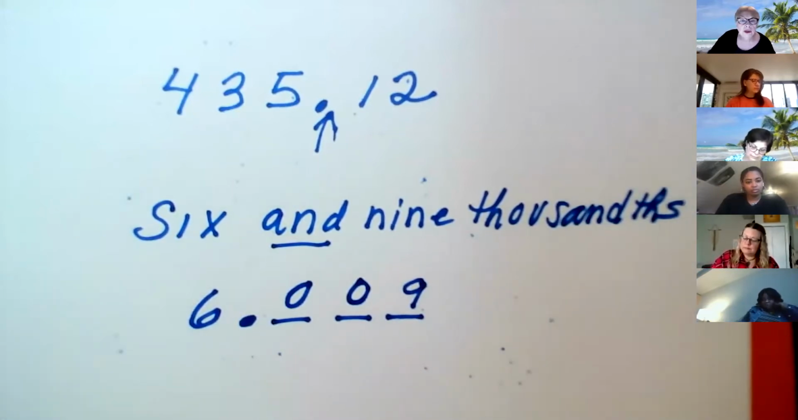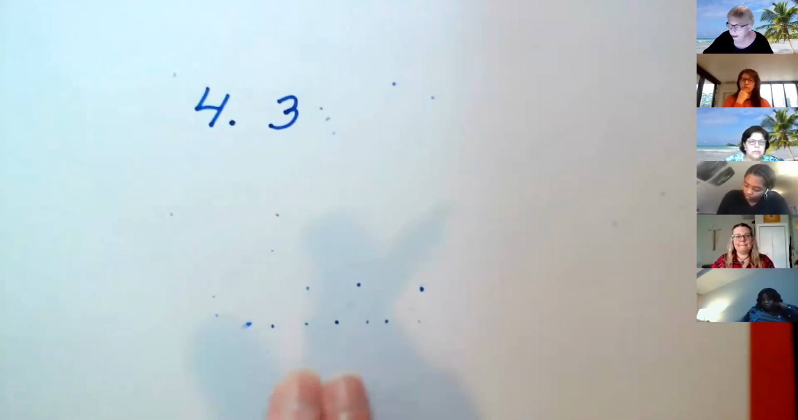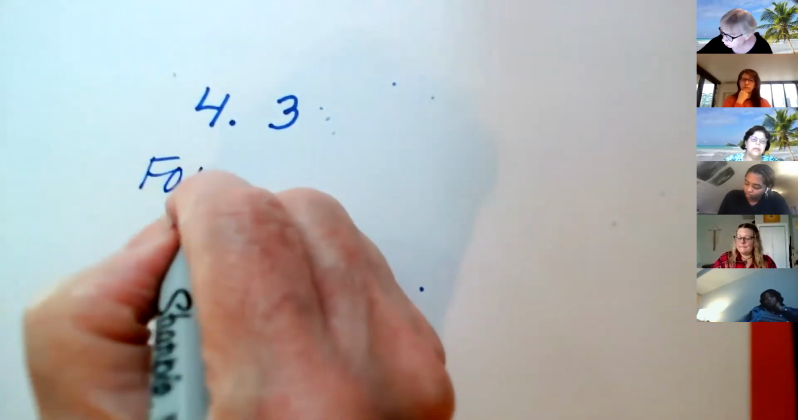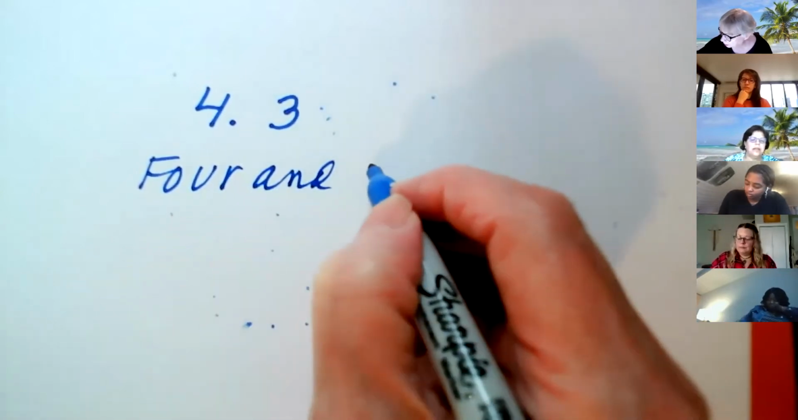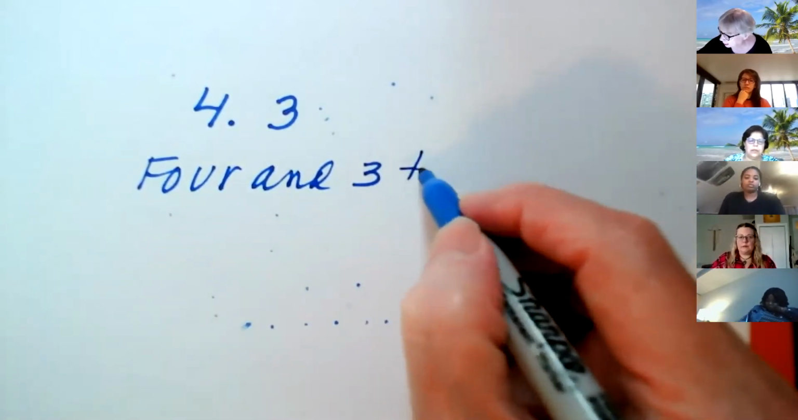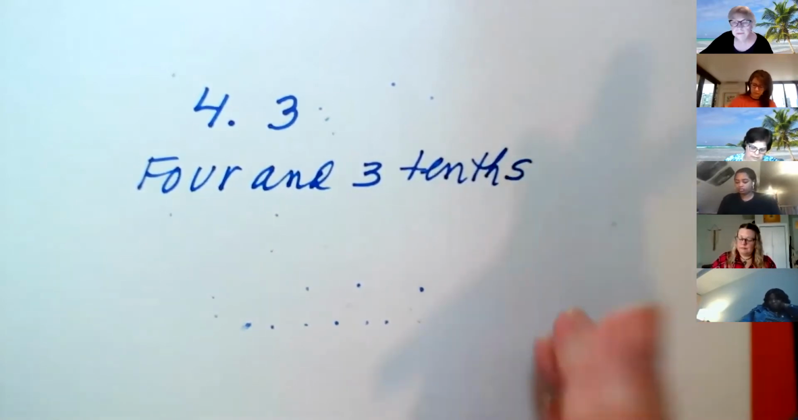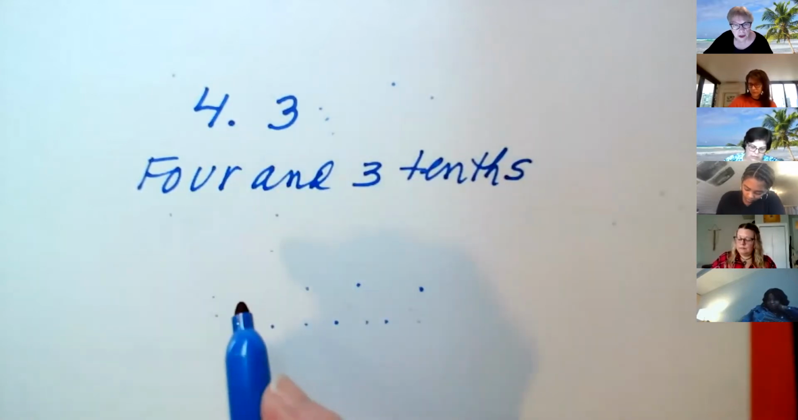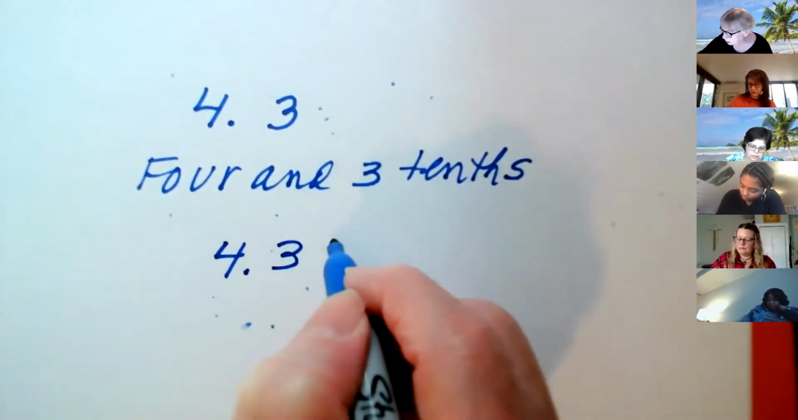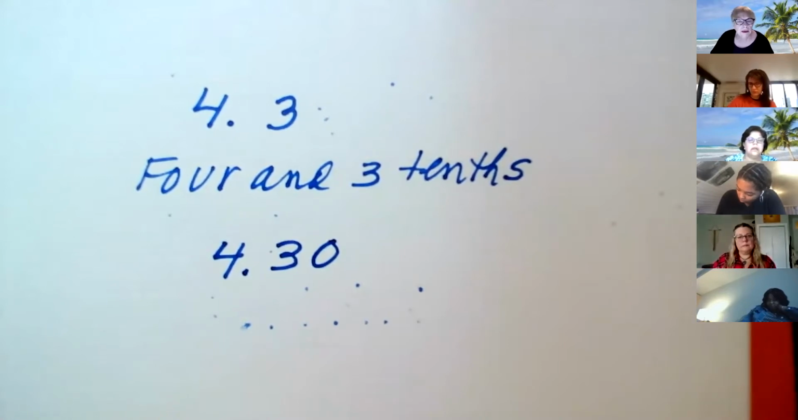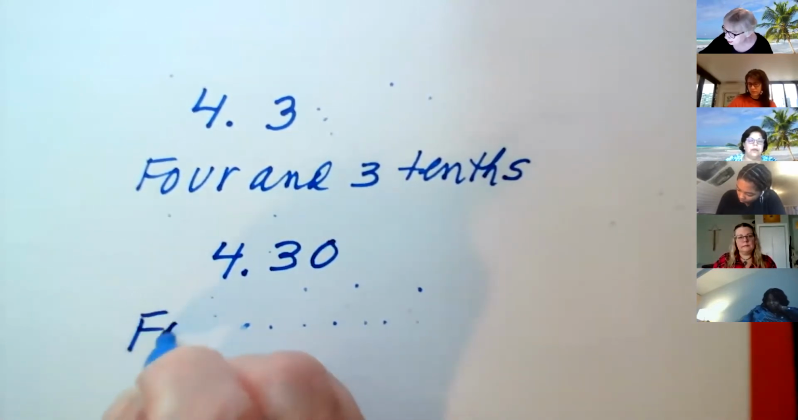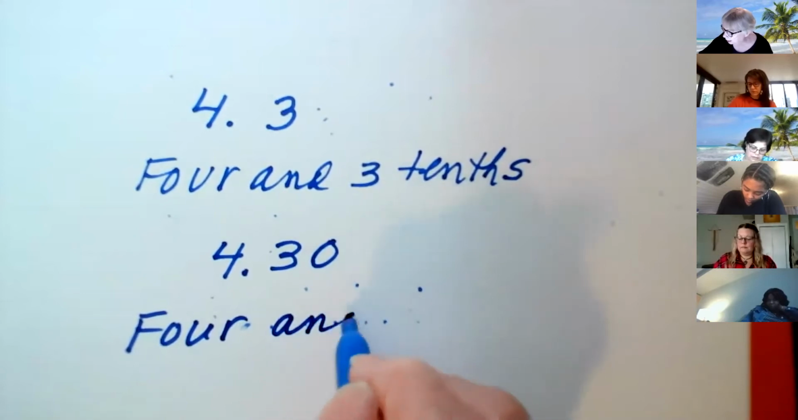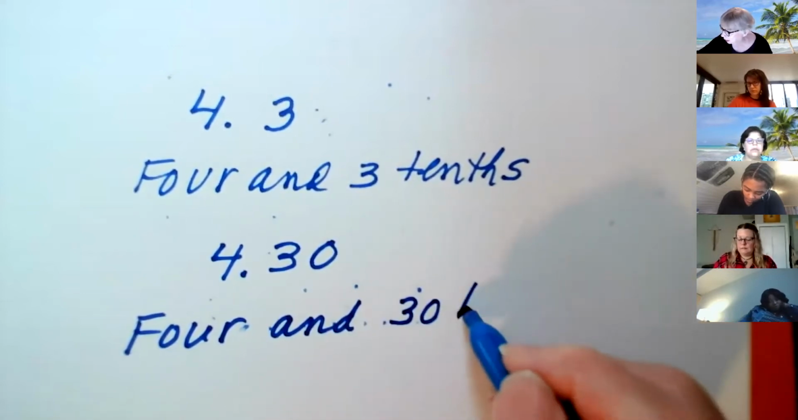So the next thing we need to look at is this. This is 4 and just 3 tenths. Okay, that's the tenths place and everything's good. But what if I had this? This technically is 4 and 30 hundredths.